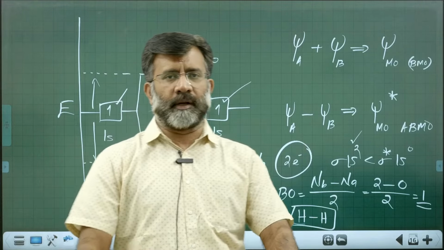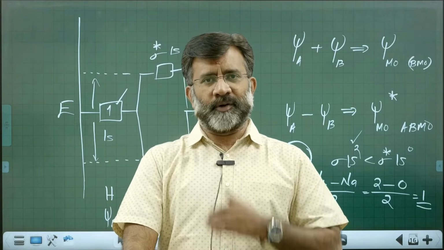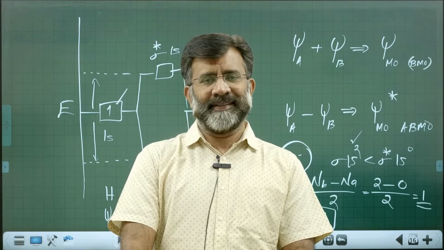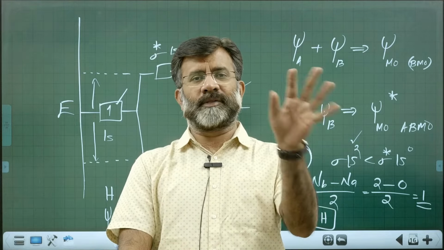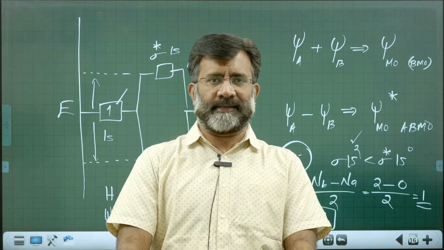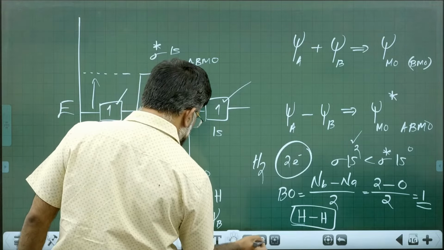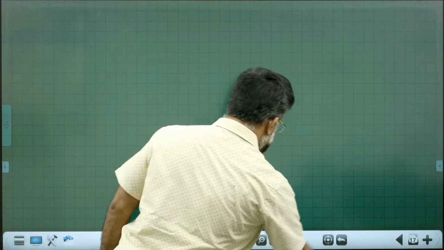H-H single bond. MO theory helps us to find out the bond order and stability of the molecule, and whether it is paramagnetic or diamagnetic. All these things we are able to understand. What if it is H2 plus? Suppose we are dealing with H2 plus.